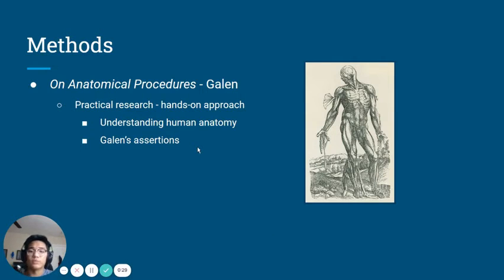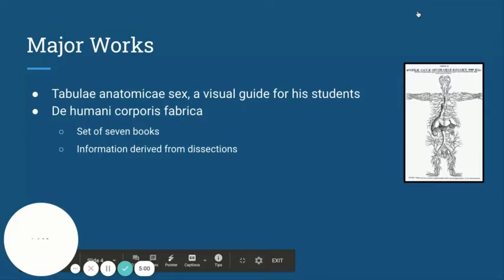More on Galen, it was one of his works actually, the rediscovered on anatomical procedures that led Vesalius to emphasize the use of practical research or a more hands-on approach. And this hands-on approach was used as an avenue to understand human anatomy as well as disprove some of Galen's assertions about the human body. More on that later. Okay, so major works.